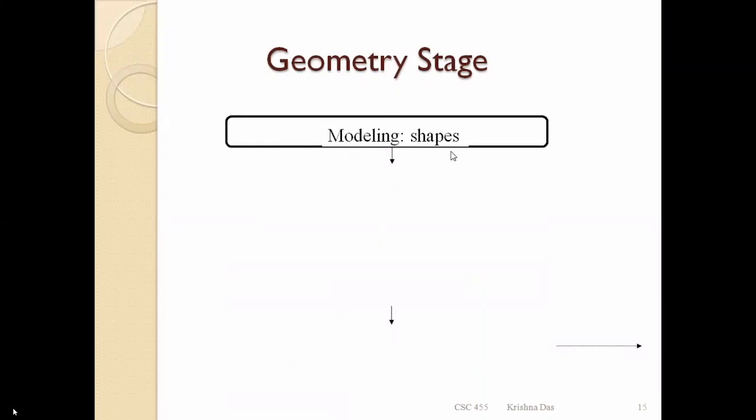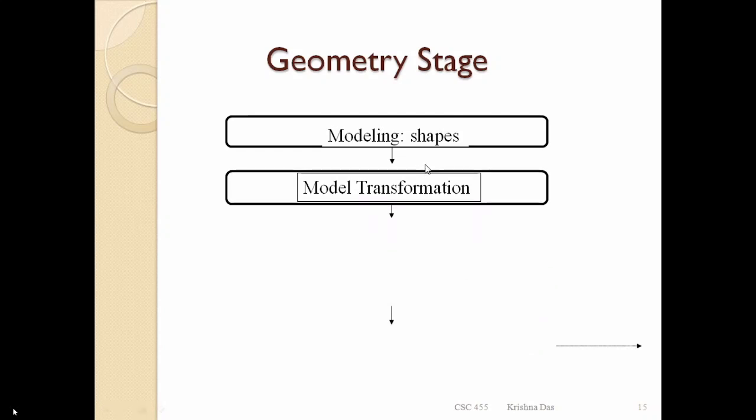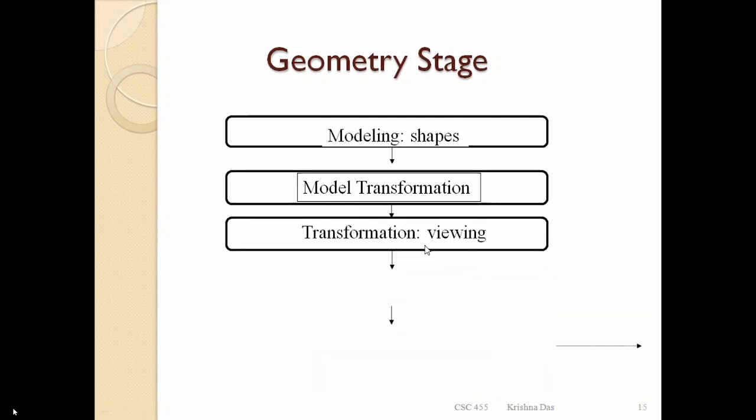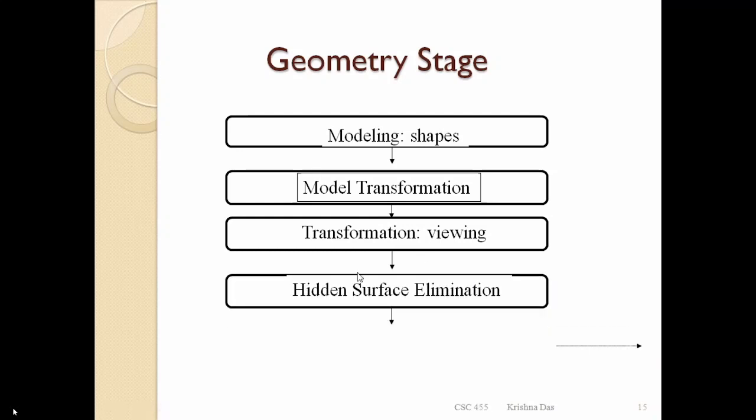Like the modeling, you create the shapes in geometry space from the program that comes from the application stage. Okay, so you get the model as a shape, then you transform it, the modeling transformation. Then you check the viewing transformation, you check the hidden surface elimination, which is concerned with the viewpoint changes. And then you have some shading, reflection and lighting especially, and then you pass that object to the rasterization phase.